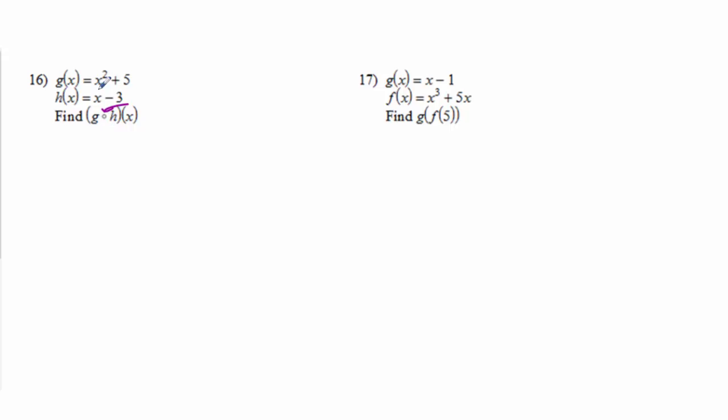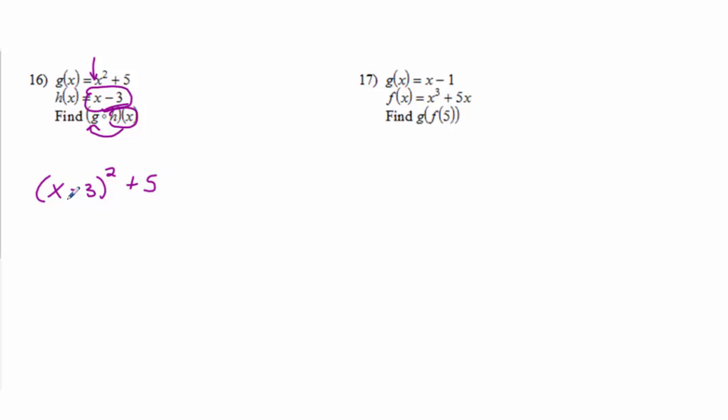This open dot does not mean multiplication. It means that we are going to take h of x and plug it into g. So h of x is x minus 3. I'm going to put it where the x is in g. So that means I have x minus 3 squared plus 5.